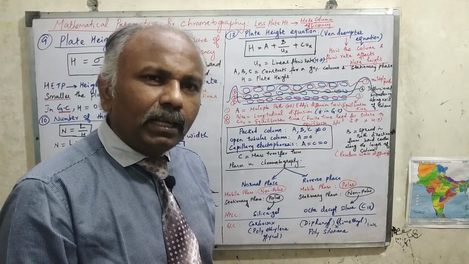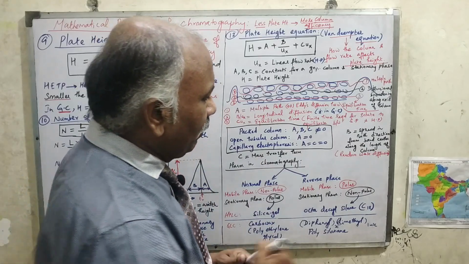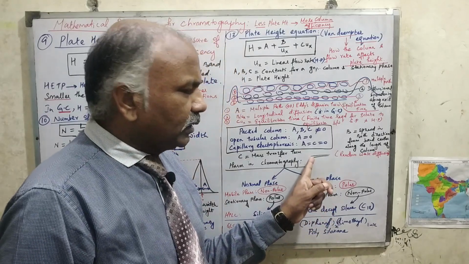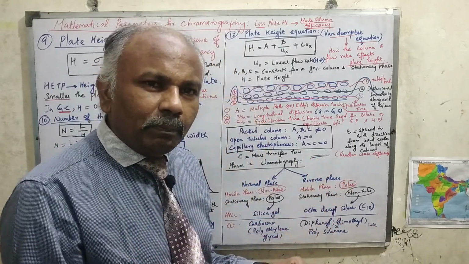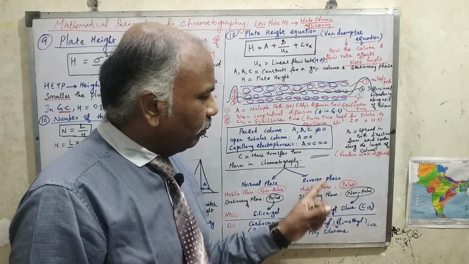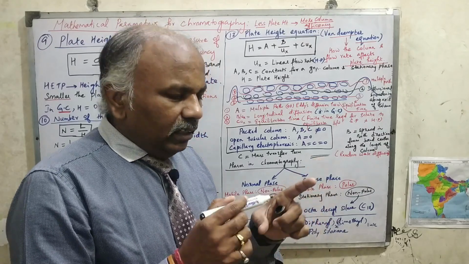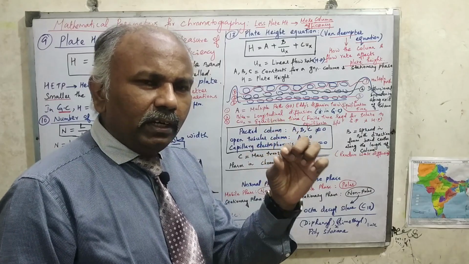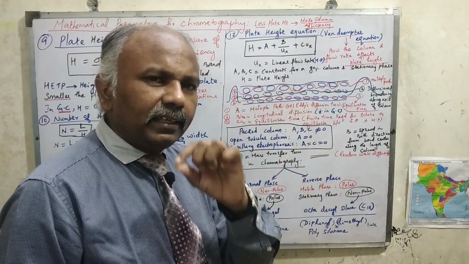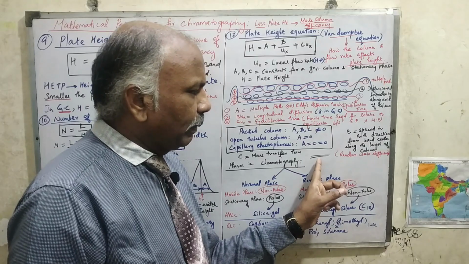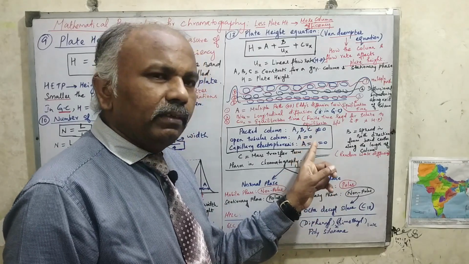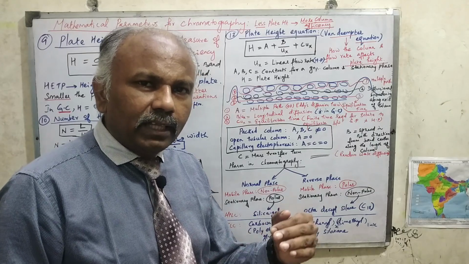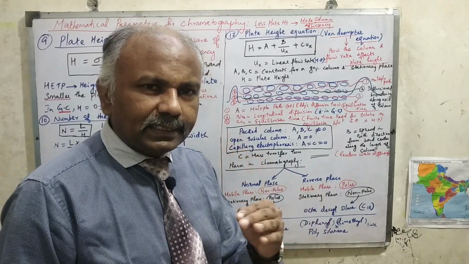What is A? Multiple path. Multiple path means, if you have a very small capillary, do you think the solute will be traveling in different multiple paths? No, not possible, right? It is not possible because the diameter of the capillary will be very, very small. So the solute will not be traveling here and there, taking multiple paths inside the small capillary tube. Therefore, the A term will be 0. So you can say that the open tubular capillary column will have better column efficiency as compared to the packed column.